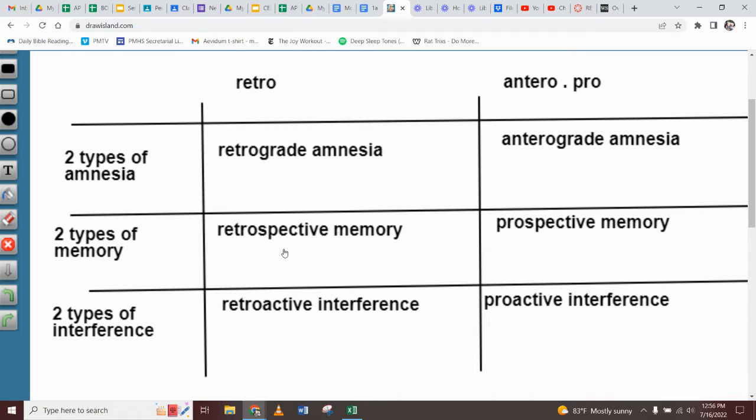Then we've got retrospective memory. These are the 2 types of memory, and prospective memory. Again, you see the word spective. That sort of makes it unique. And then it's sort of like reflecting, right? These are ways to remember.